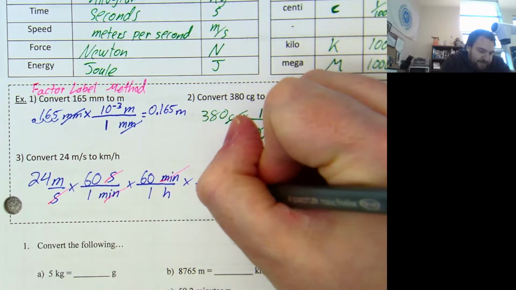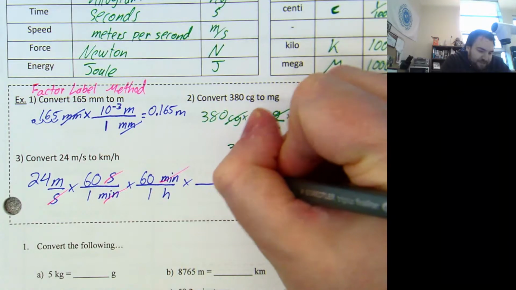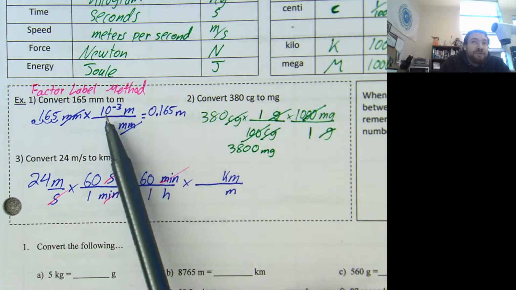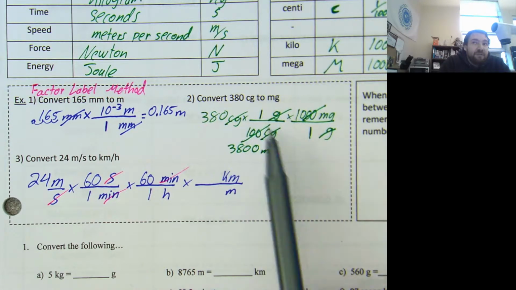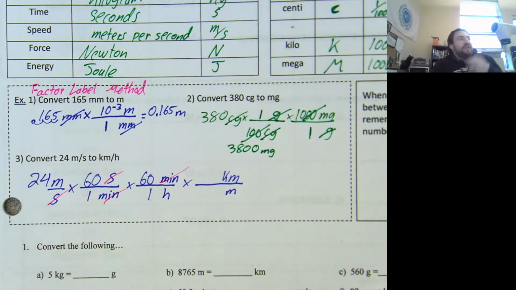I don't want meters in the numerator, so we're going to put meters in the denominator to cancel it out. And I'm going to replace them with the kilometers. It doesn't ultimately matter now if you want to use the scientific notation or if you want to use just the relational values we have over here. How do you want to relate kilometers and meters to each other?